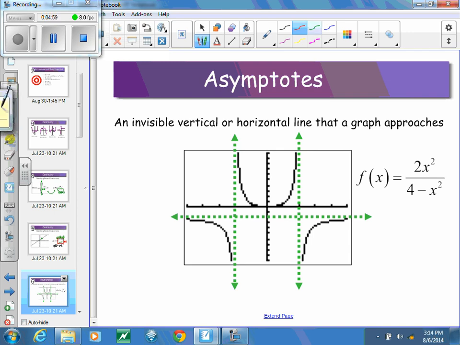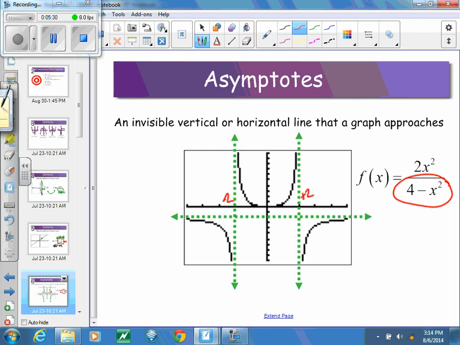Now the two vertical asymptotes are drawn in here at, it looks like, -2 and +2. The reason is that when I look at the denominator of my function, if I put in a +2 or a -2, I get a denominator of 0, which cannot happen. And so that's where those asymptotes are. Now the horizontal asymptote that's drawn in here, we'll be getting into that later.